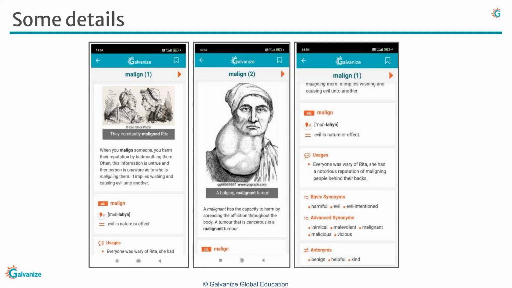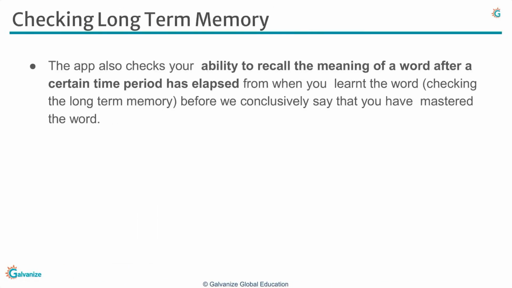So here you have, for every word, as Ashwati mentioned, synonyms, advanced synonyms, and antonyms given for every word, and the etymology of the word is also given, the root for that, and also how to pronounce that word. All are part of the vocabulary app. So it's very, very easy for you to master those nearly 1,800 words that are very much required for your GRE preparation. This app also checks the ability to recall the meaning of a word after a certain period of time has elapsed from when you learn the word.